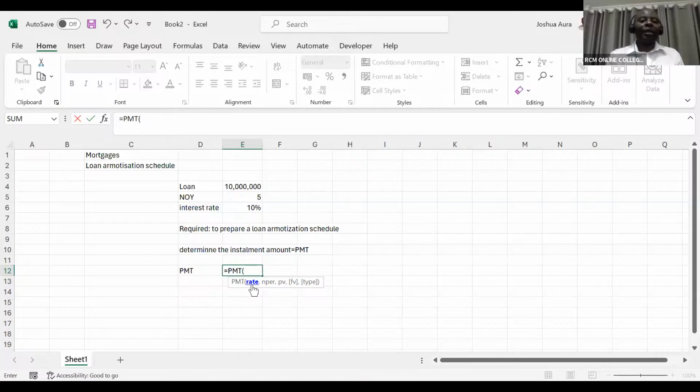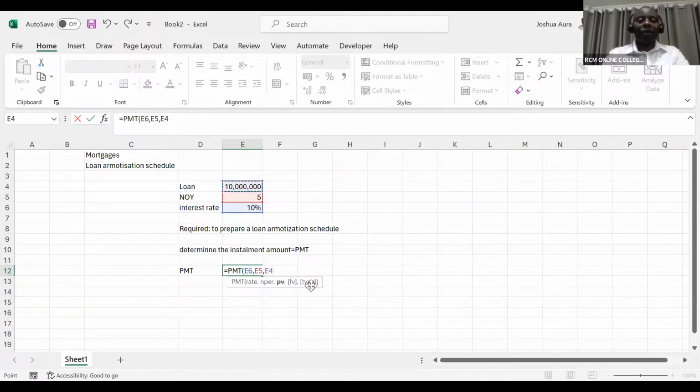Once I click on it, I'm able to see what they want me to enter here. The first thing is the rate. So where is the rate? 10%. I say comma. NPER stands for number of periods. How many years? Number of years here are 5. Comma. The next, they want me to give them the present value. Presently, Irene is being given 10 million, so present value is the loan, 10 million. The future value and type are in square brackets, meaning that they are not a must.